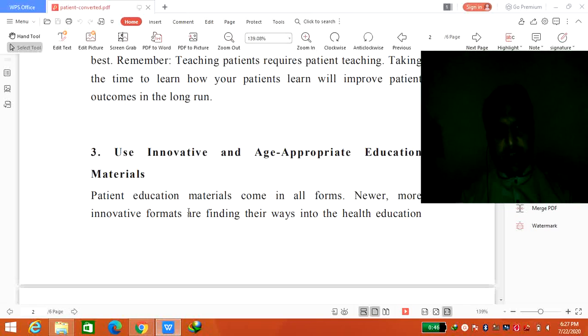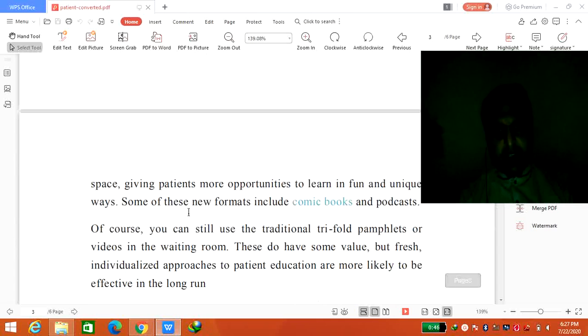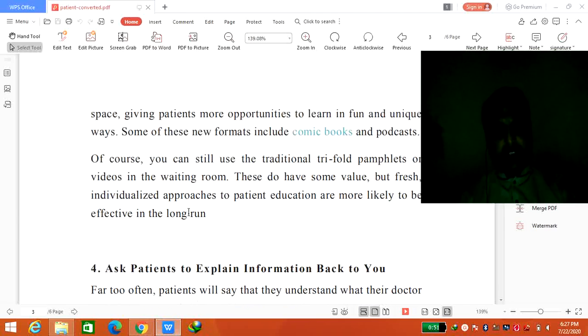The next one is to use innovative and age-appropriate education material. Yes, of course, patient education materials come in different forms. There are new innovative formats, and also some traditional methods. So it depends on the patient and what method they like. Of course, we should follow both the methods, the new updated ones as well as the traditional ones like trifold pamphlets or videos. Yes, we should have these in the waiting room. These are very important for the patient.